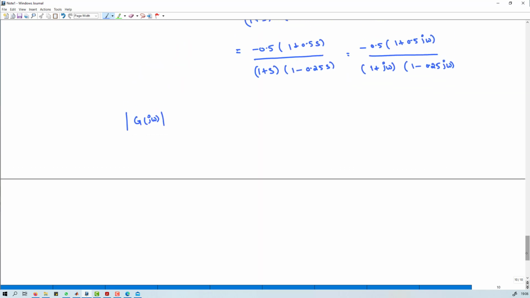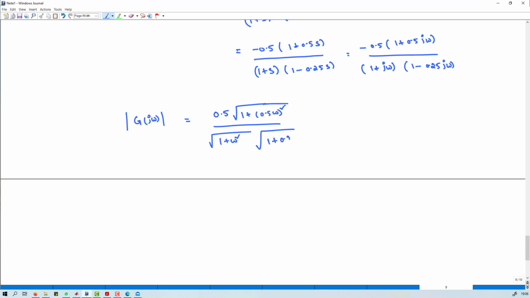So we'll note down that magnitude is 0.5 into square root of 1 plus (0.5 omega) whole square, by square root of 1 plus omega square into square root of 1 plus (0.25 omega) whole square. That is the magnitude. The confusion most of you get is at the phase. So phase angle phi is equal to minus 180 plus tan inverse of 0.5 omega by 1 minus tan inverse of omega by 1.